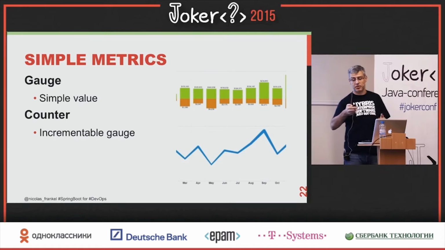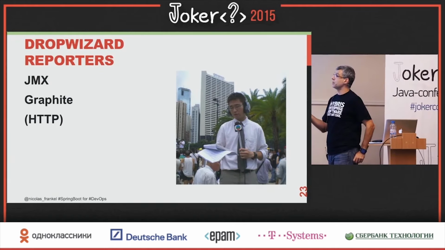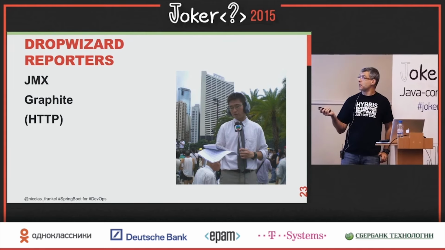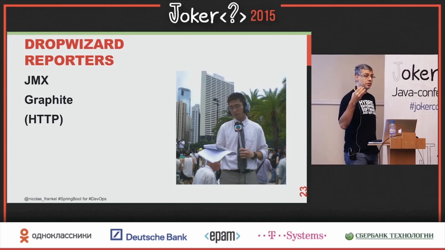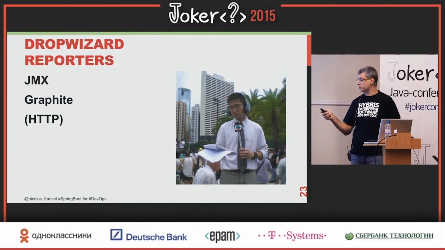So very simple stuff. As for the reporters, Dropwizard brings you JMX, but we don't care about it. HTTP, but we don't care about it because those are already provided by Spring Boot. And if I have time, I will show you how to do it with Graphite. Who knows about Graphite?